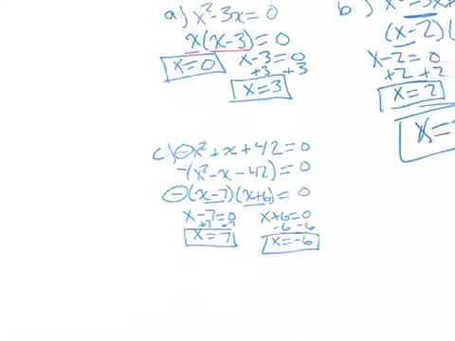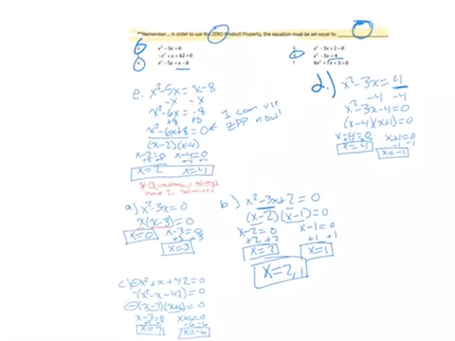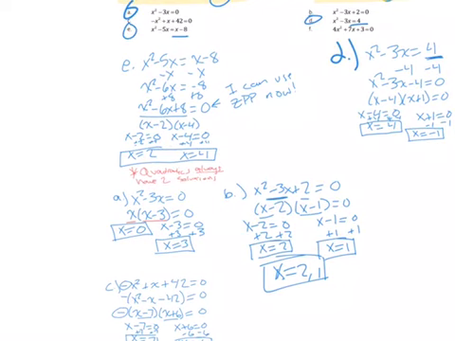Okay, so what we've done so far is we did A, we did B, we did C, we did D and E. All that's left is F, I believe. 1, 2, 3, 4, 5, 6. Yes.